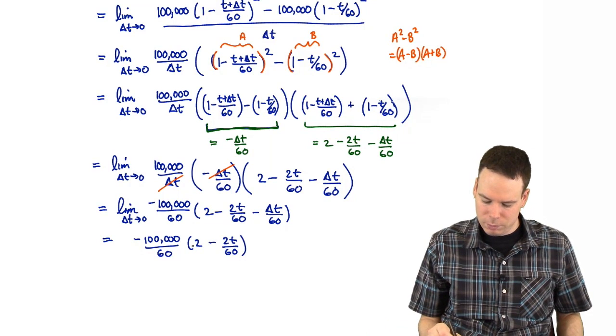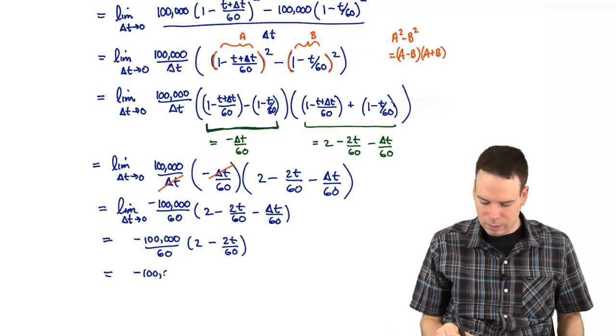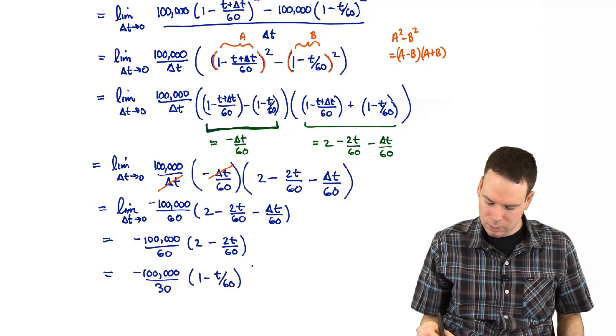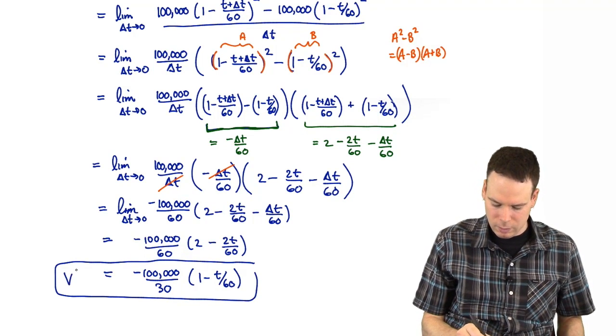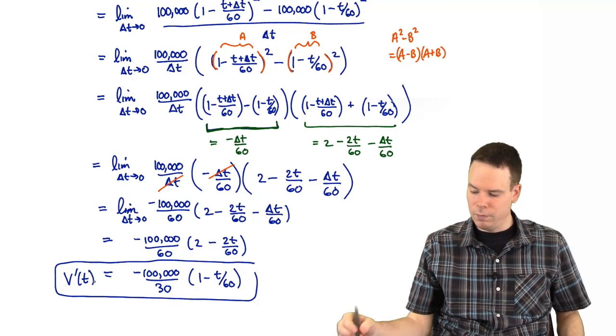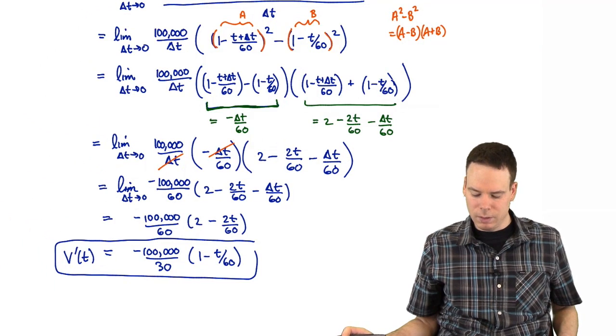I can factor out a 2 from each piece. That'll cancel with one of them in the 60 below. And so I get negative 100,000 over 30, 1 minus t over 60. And there is our derivative of the volume. That's the instantaneous rate of change of the volume at a given time.